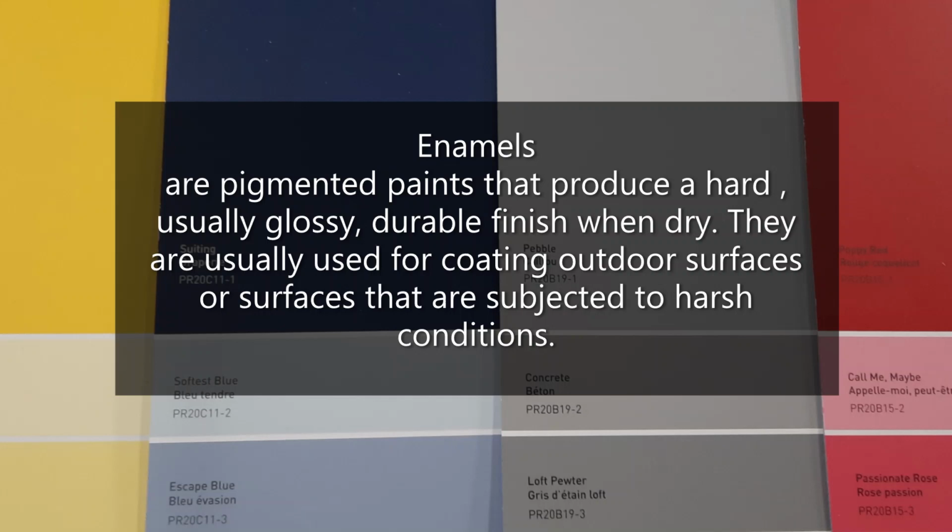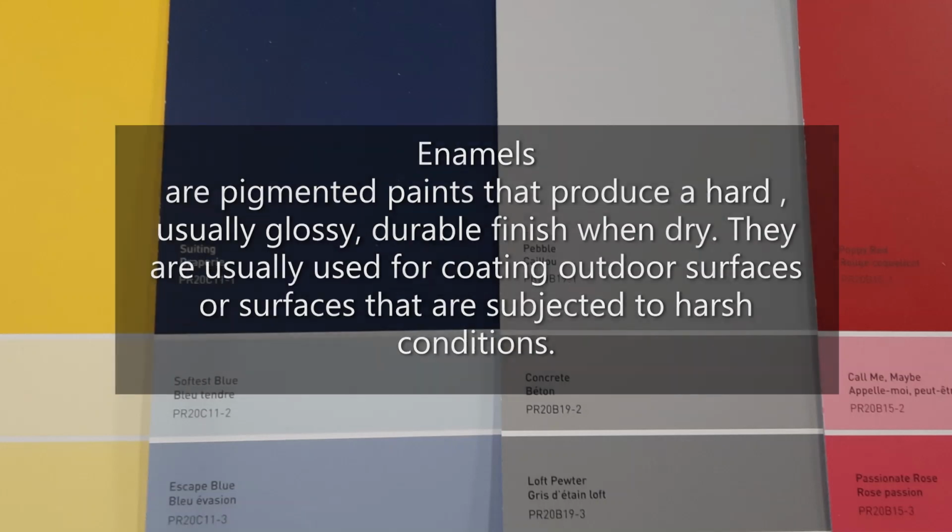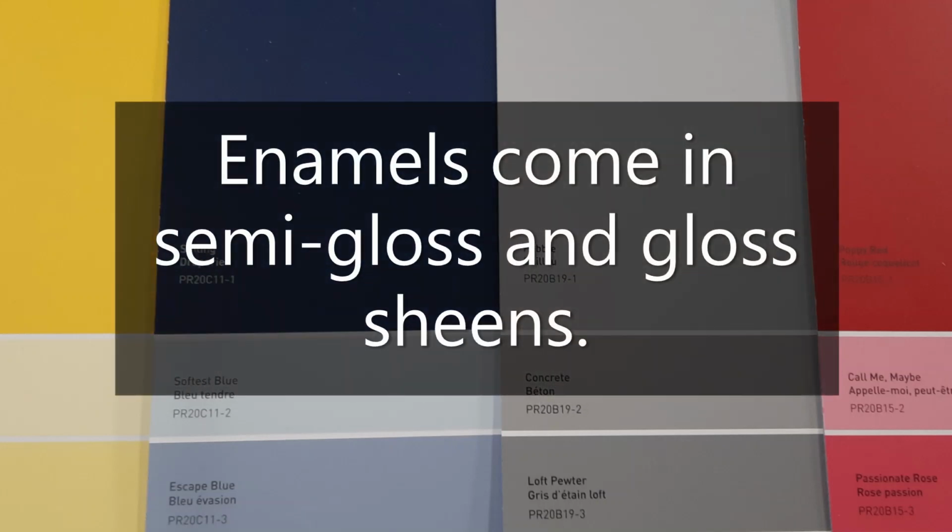Enamels are pigmented paints that produce a hard, usually glossy, durable finish when dry. They are usually used for coating outdoor surfaces or surfaces that are subjected to harsh conditions. Enamels come in semi-gloss and gloss sheens.